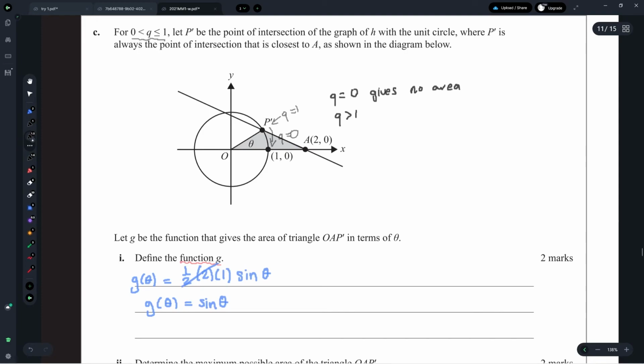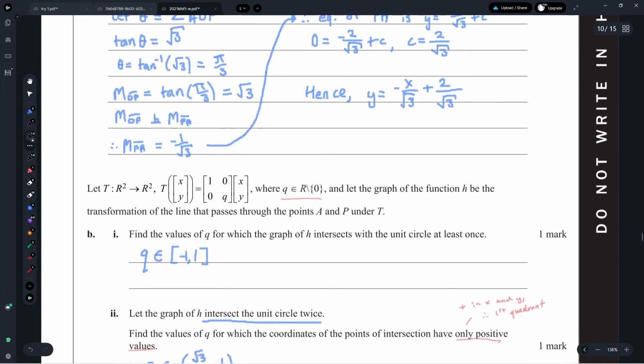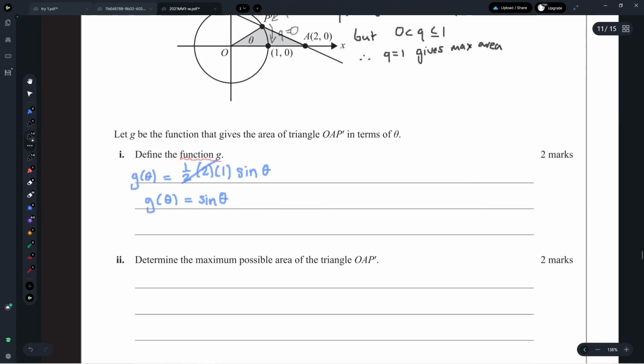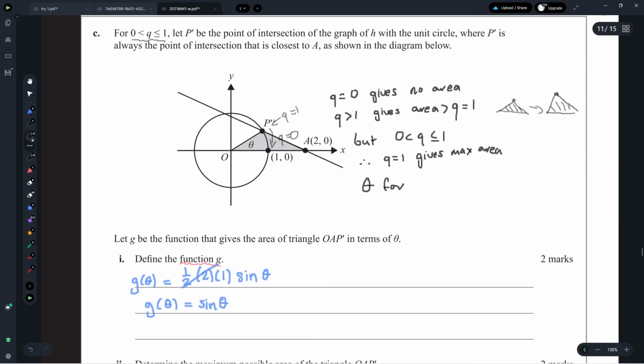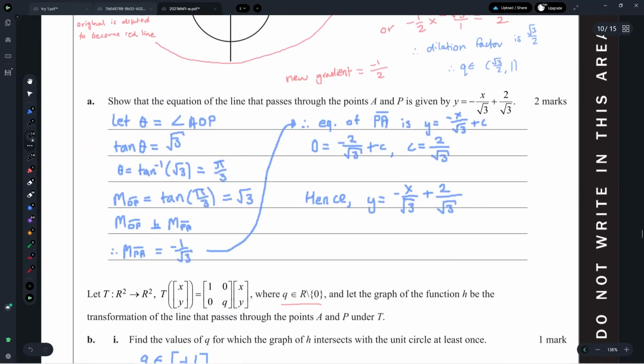So now I'm showing you what happens when you dilate. So with Q equals 0, you get no area. Q is greater than 1 gives you a bigger area, because the point moves up and to the left on the unit circle, gets closer towards 0, 1, which would give you a bigger triangle, which would be a bigger area of the triangle. And so we know that it's getting bigger as you move up and to the left, and since Q is between 0 and 1, we know that 1 gives max area, because anything bigger than 1 would be a greater area, but it goes from 0 to 1.